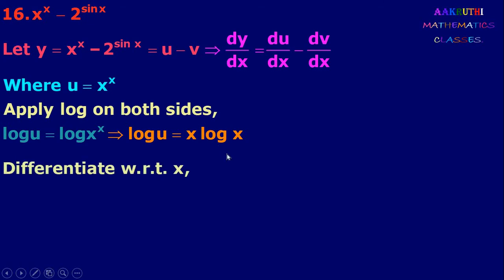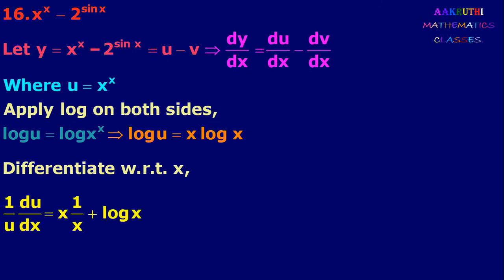Now differentiate with respect to x, we get log u differentiation is 1 by u into du by dx equal to x into log x. It is UV rule. X is first function, log x is second function. So write x as it is, differentiate log x, differentiation is 1 by x. Then write log x as it is and differentiation of x is 1. Then take u to this side, we can write du by dx equal to u, here x cancel, into 1 plus log x. So we get du by dx equal to u into 1 plus log x.